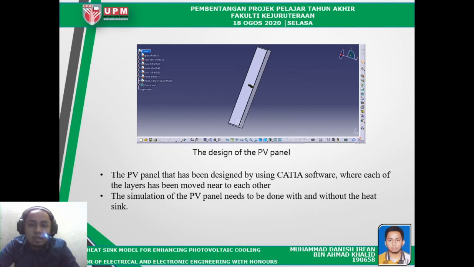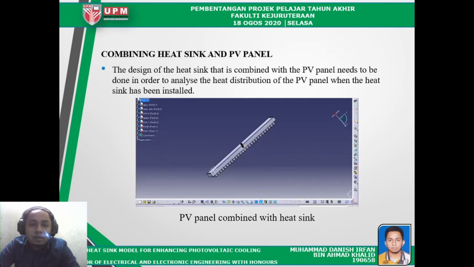For the simulation, after I finished designing the PV panel and the heatsink, I needed to simulate in the ANSYS software, and I changed the file from the CATIA part into the .igs file in order to easily import the geometry from the CATIA software into the ANSYS software. After I finished designing both the PV panel and heatsink, I combined them. I attached the heatsink and the PV panel so that I can see the difference when I simulate in the ANSYS software.